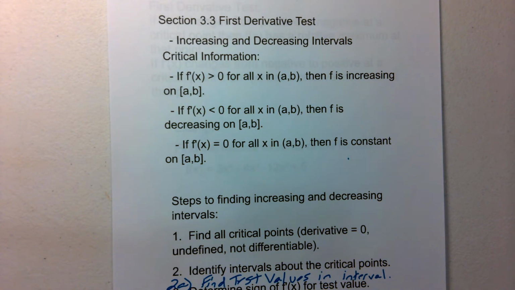Well, to start with, if we know that the first derivative is greater than 0 for all x values on the interval a to b, then f is going to be increasing on that interval. If it's less than 0, it's going to be decreasing.